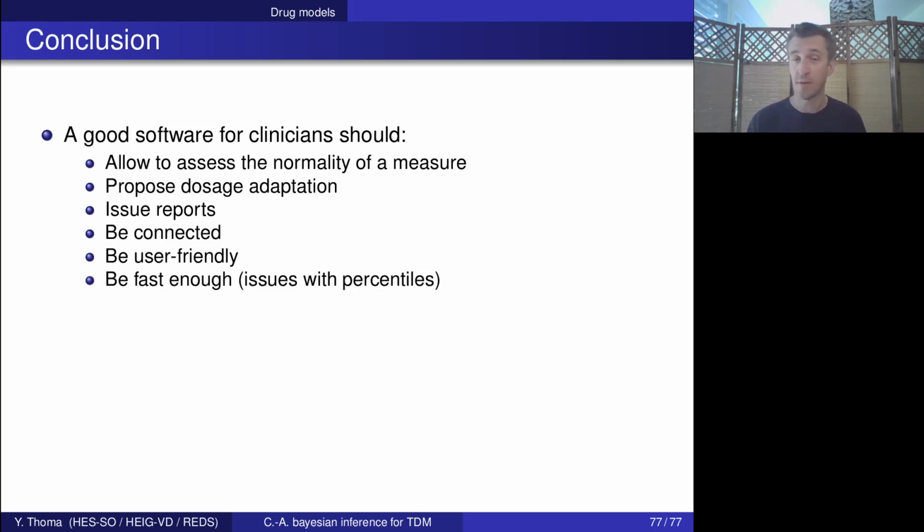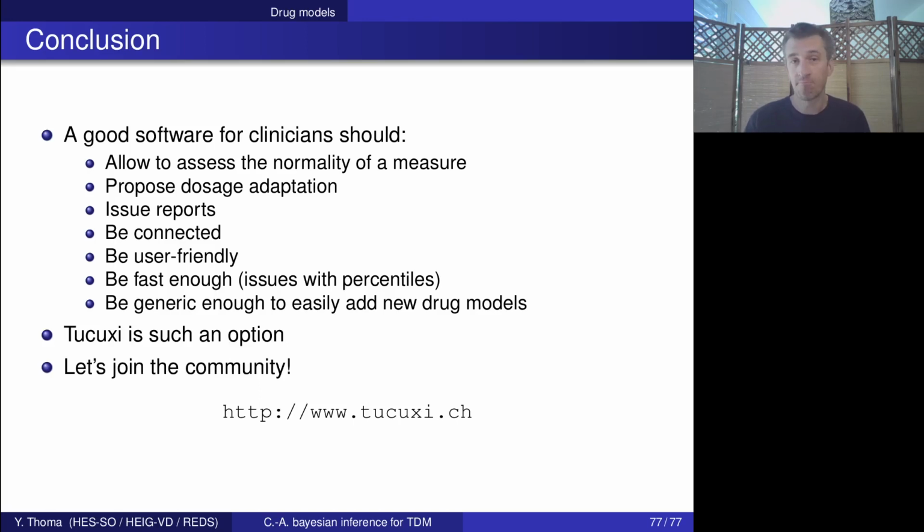That's the issue with the percentiles calculation. If you generate 10,000 random patients, it takes a bit of time, so we have to take care of that. And it should be generic enough to easily add new drug models without refactoring, recompiling a lot of things within the software. And so I think that Tucuxi is such an option, and the idea is to have a community of people developing new models, sharing models, and sharing experiences around Tucuxi.